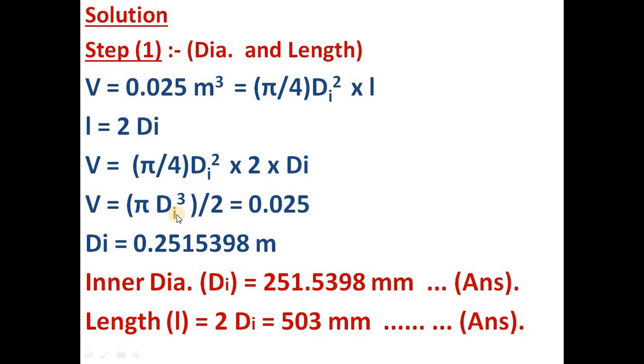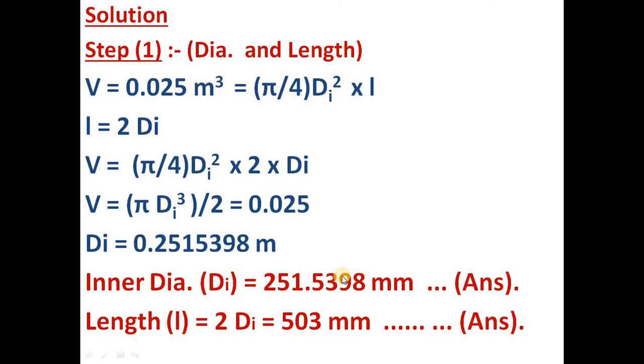Then Di is the internal diameter, the only unknown in this relation, from which Di can be calculated. Volume is in meter cube, 0.025 meter cube, so the obtained value of Di will be in terms of meters. That can be converted into millimeter by multiplying by 10 raised to 3, that is 251 mm, the first answer. Then length L is nothing but 2 Di, which is equal to 503 mm.